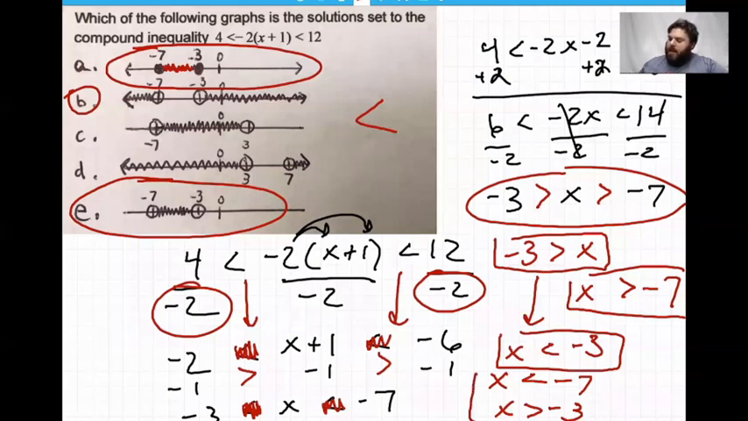But like I was saying, if for some reason you had it the other way, where it was less than negative 7, it would look more like B, less than 7 but bigger than negative 3. That would be where it goes out. It either goes inside or outside when you have these compound inequalities.